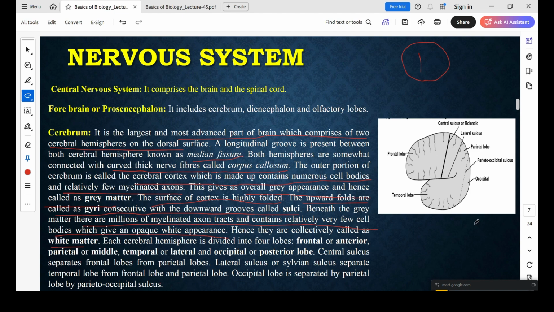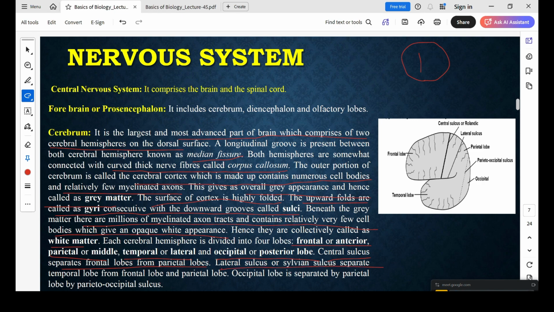The brain itself can be divided into multiple lobes: frontal or anterior lobe, parietal or middle lobe, temporal or lateral lobe, and occipital or posterior lobe. And each of these lobes has a specific function. The longitudinal or median fissure separates the two hemispheres, and the central sulcus separates frontal lobes from parietal lobes.